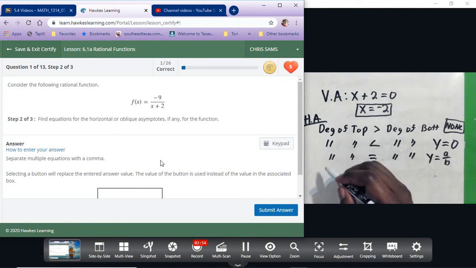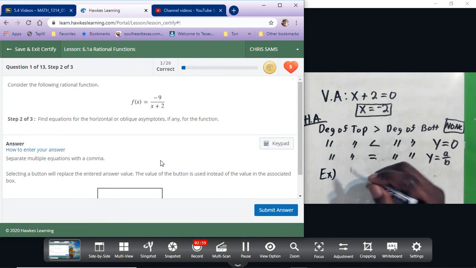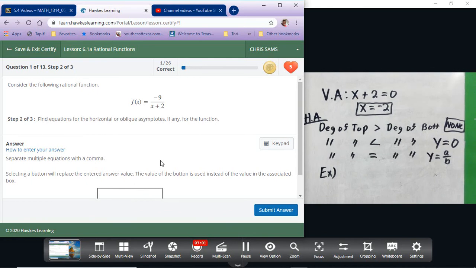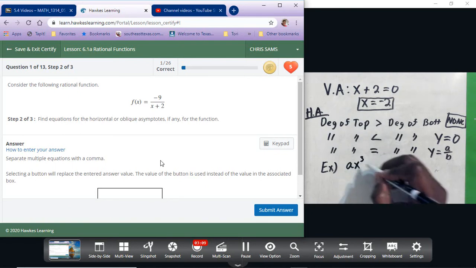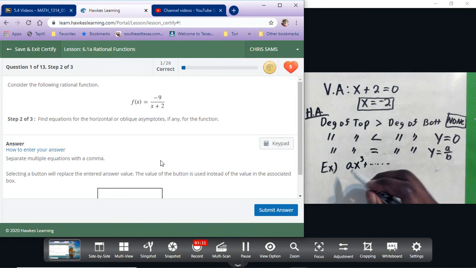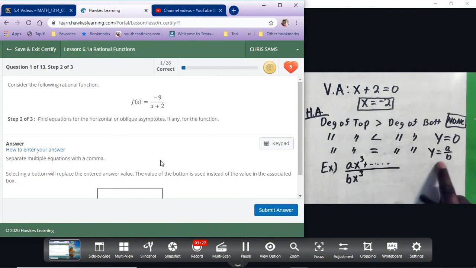So for example, if you had, and I'm just putting a and b so you can follow the pattern, let's say you got something a x to the third power plus whatever, and then on the bottom you also have something b x, and it's also to the third power. So if both of these have the 3 as their degree, and that's the biggest one, then the equation for horizontal asymptote is just going to be the ratio of those two numbers divided.